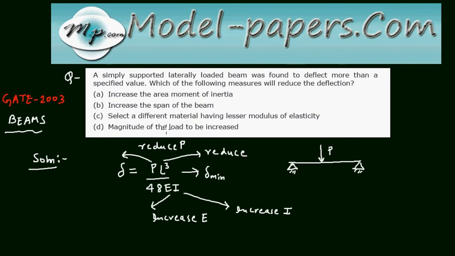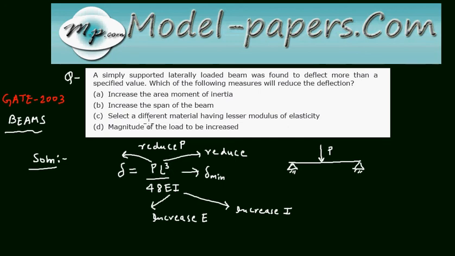So in this problem there are four choices. The first choice is to increase the area moment of inertia, which is true. If we increase the area moment of inertia, we can reduce the deflection. Option B, increase the span of the beam. This is not true. Why? We have to reduce the span of the beam. In that case, we can achieve less deflection.